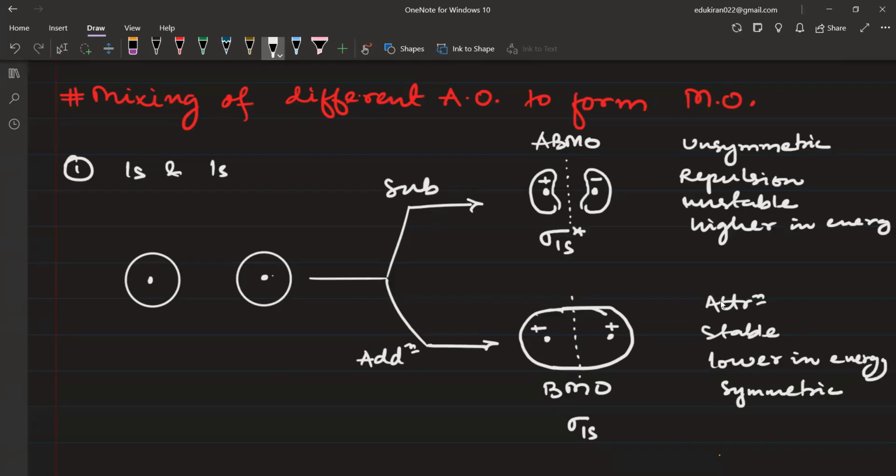symmetric. Write one more point. Sigma star 1s is unsymmetric or asymmetric, but sigma 1s, the bonding molecular orbital, is symmetric in nature. All of you wrote this, yes or no? Please tell me, guys. Yes, sir.